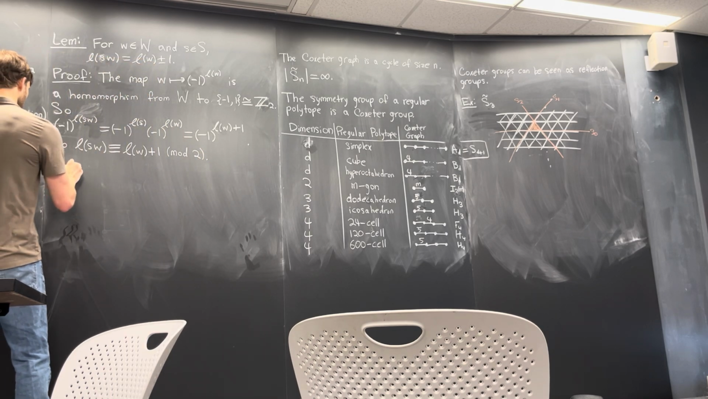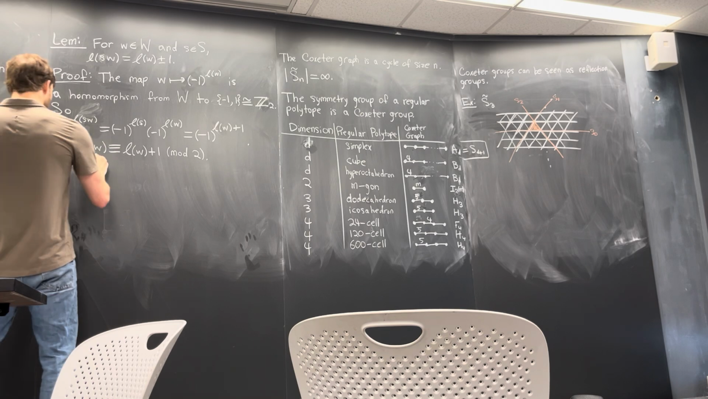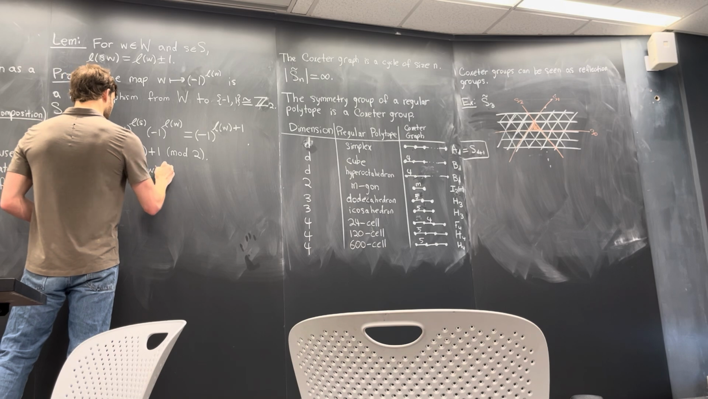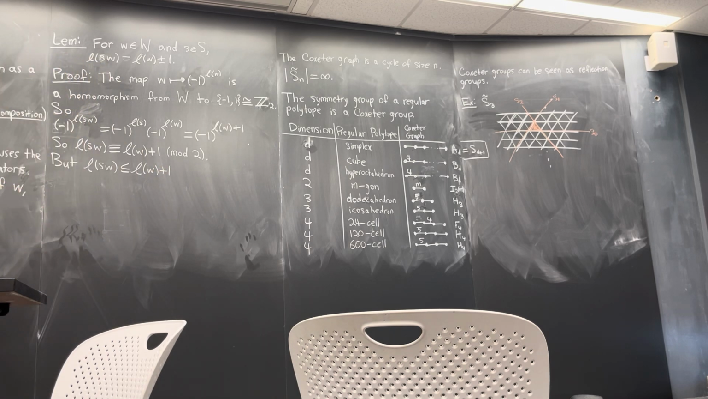But notice that the length of SW is obviously less than or equal to the length of W plus 1. Because, by definition, this is the minimum number of simple reflections that I need to write SW, and the length of W is the minimum number of simple reflections that I need to write W. So if I write W as a product of simple reflections using this minimum number, and then I just add S on to the left of it, that gives me a way of writing SW as a product of simple reflections. So of course, the number of simple reflections I need here is at most 1 more than the number that I need for W.